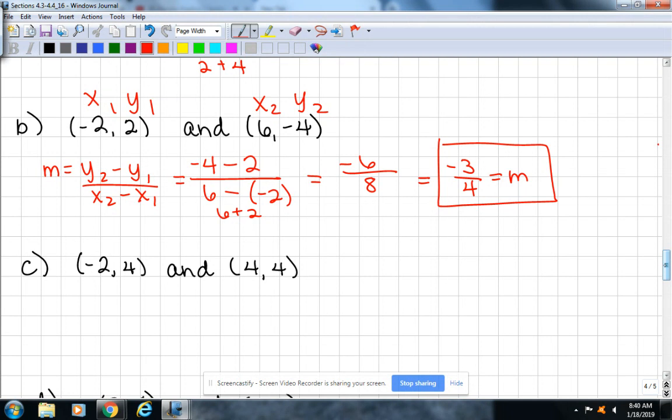Look at C. -2, 4, and 4, 4. So, formula. M equals. Go ahead. Yep. All right, I'm not going to label mine now. Let's see if y'all can tell me the correct thing. What is y2? 4 minus what is y1? Over what is x2? Minus what is x1? -2. Okay?